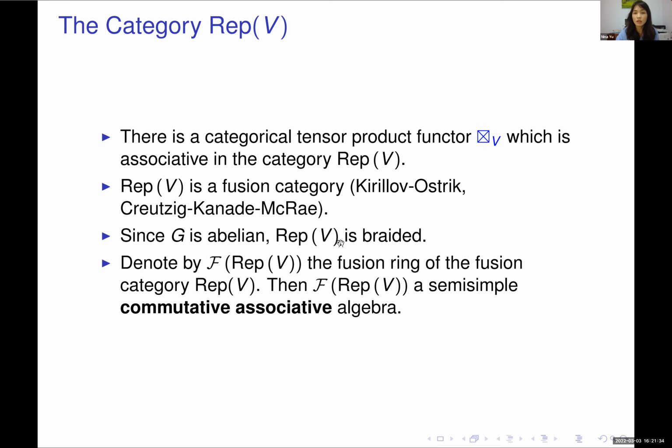So now if we consider the fusion ring of this braided fusion category, as we mentioned earlier, this fusion ring is a semisimple commutative associative algebra. This is the result that we are going to use later. Okay, so those are the basic notations and known results that we need to use in this talk.